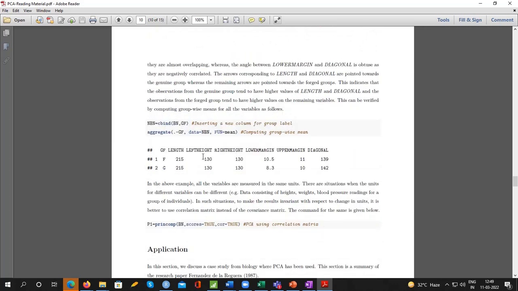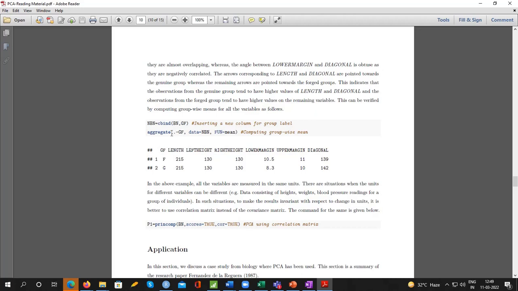So here I have computed means as per the two groups. I have used the function aggregate. This is another interesting function, because we have this banknote data and I wanted to have a group label. So I have created a vector gf which gives the group label as forged or genuine. And then we are computing mean. So applying function mean, we are computing the mean of this new banknote data as per gf. So dot tilde gf.